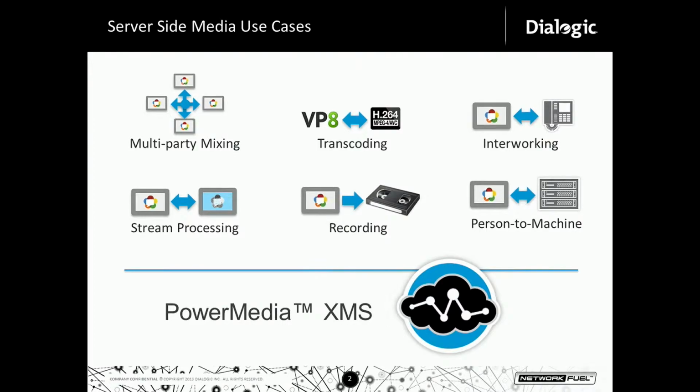For doing transcoding between codecs, obviously the most popular, the one in debate right now, is between VP8 and H.264. We can help out with interworking to PSTN in traditional telephony environments. We can do things like stream processing, which we'll demonstrate some today, such as inserting an ad inside the video stream, for example, or doing other manipulation of the media stream. You can use server-side media for doing recording, which we'll show.